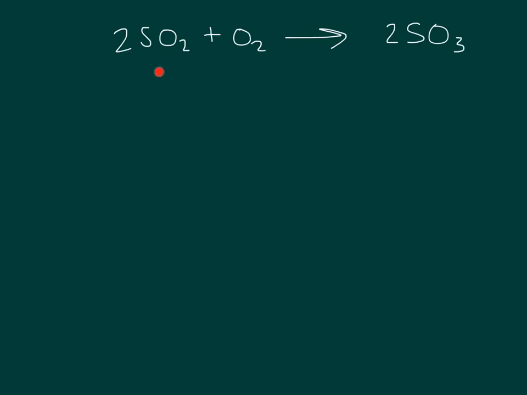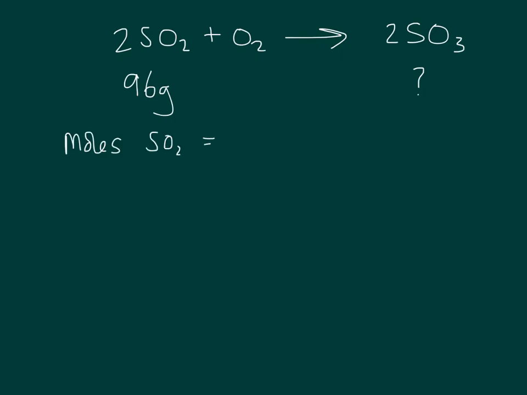In this we've got 2 times 2, which is 4, plus 2 is 6, and here we've got 2 times 3 is 6. So this is a balanced equation. What we'd like to know here is that if we started with 96 grams of sulfur dioxide, how much sulfur trioxide would we be able to make?